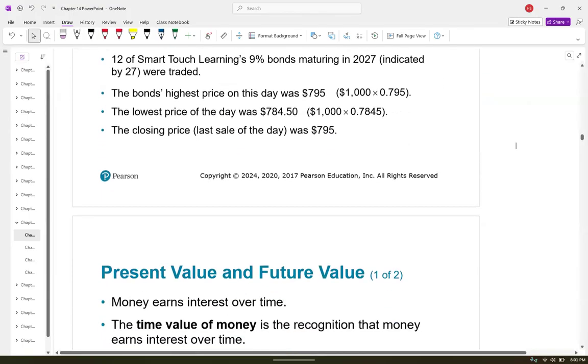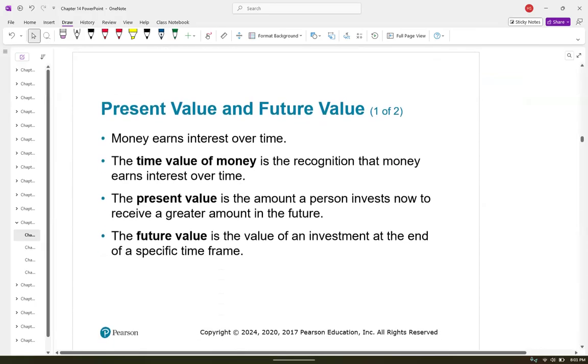All right, let's jump on down here to present and future value. This is where the time value of money comes into play. There's an appendix to this chapter where they actually do present value and future values. We don't really do a lot of it in the middle of this chapter. You will do more of that when you get to financial management. But time value of money is just recognizing that money earns interest over time.